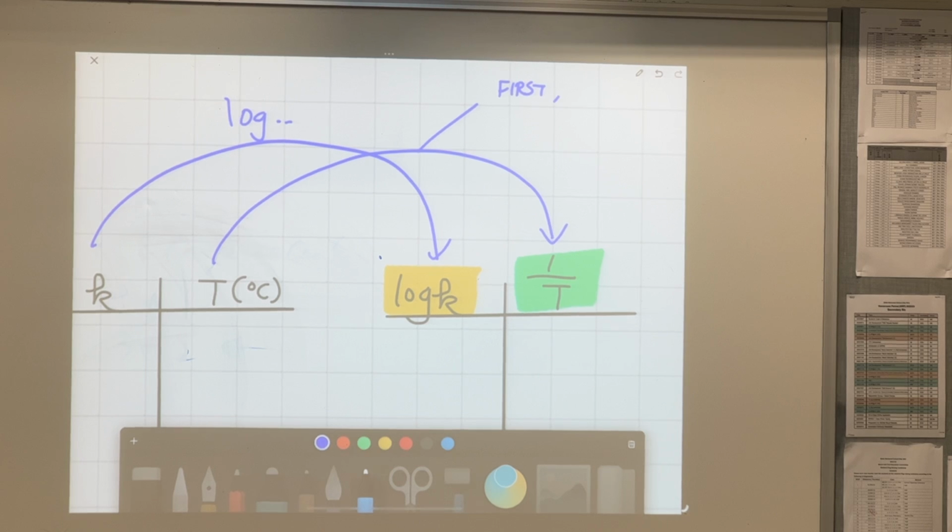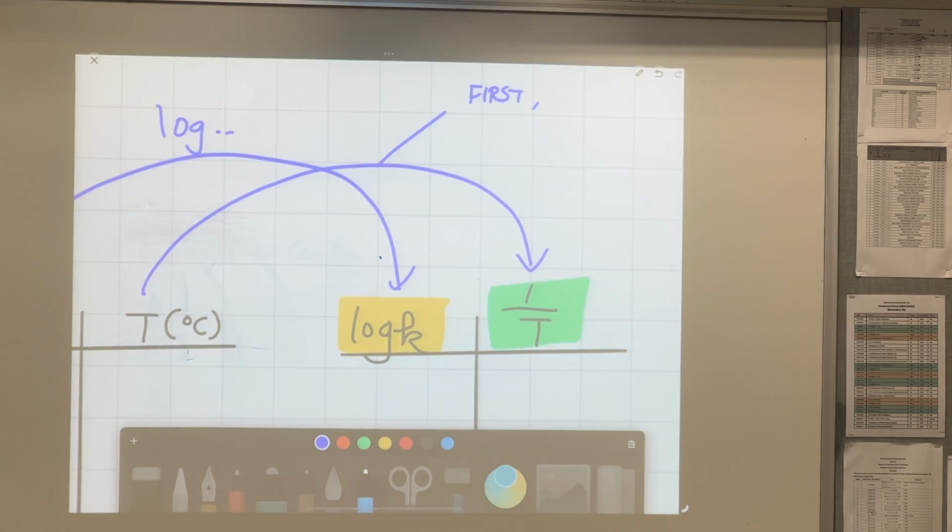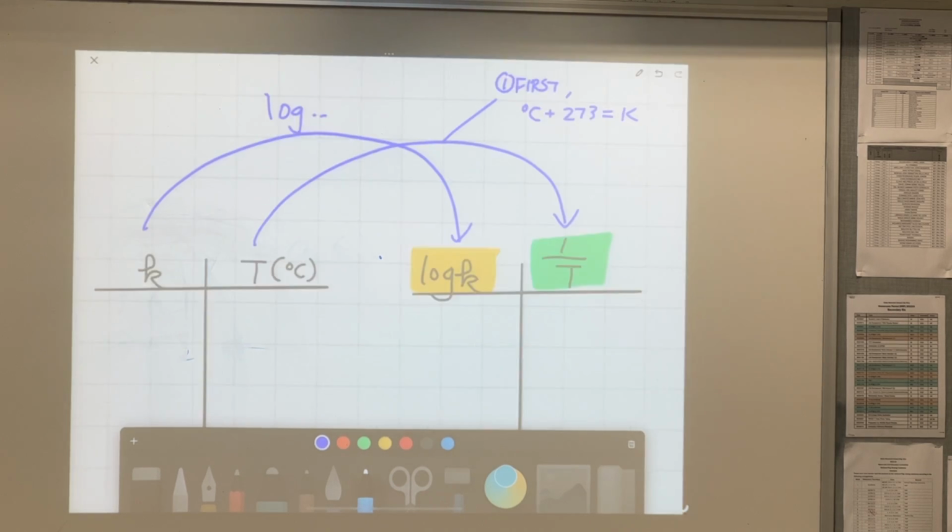To 7, add 273 to that, okay? So convert degree C to Kelvin by adding 273 degrees to that. That's the first thing you need to do. The second thing you need to do is to reciprocate it, meaning you take 1 over. Okay, so take the reciprocal of t.